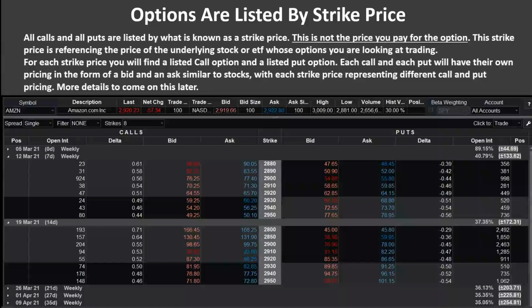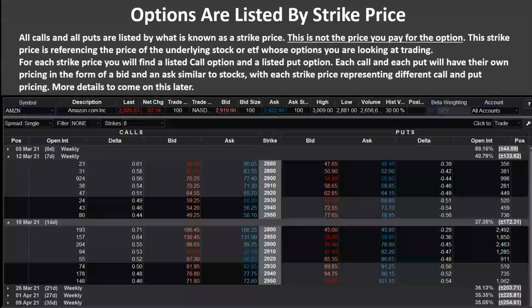Options are listed by strike price. All calls and all puts are listed by what is known as the strike price. Very important here, so I underline this. The strike price is not the price that you pay for the option. The strike price, that's a typo right here, it should say the strike price is referring to the price of the underlying stock or ETF whose options you are looking at trading.